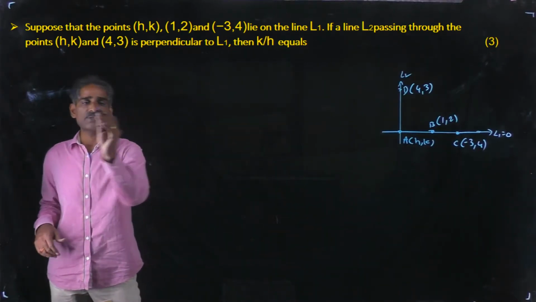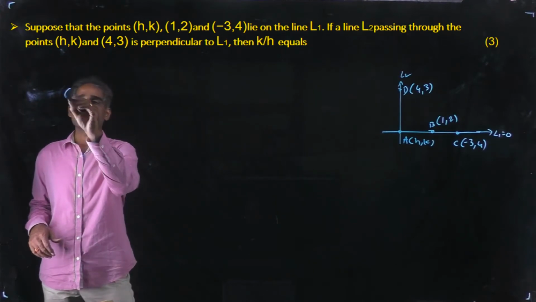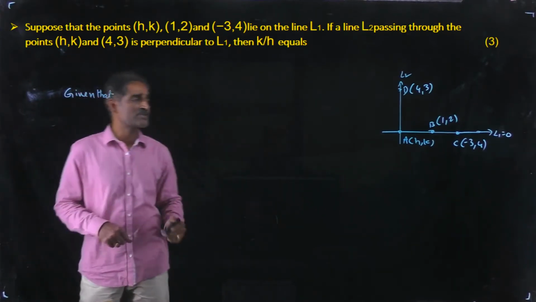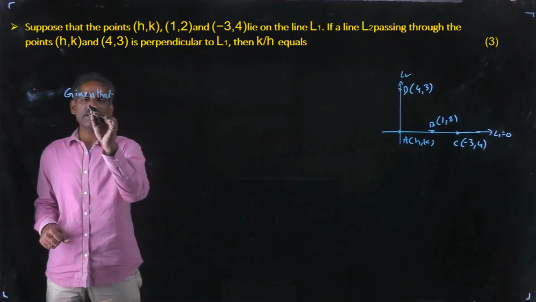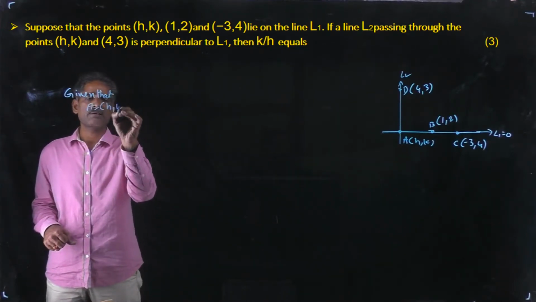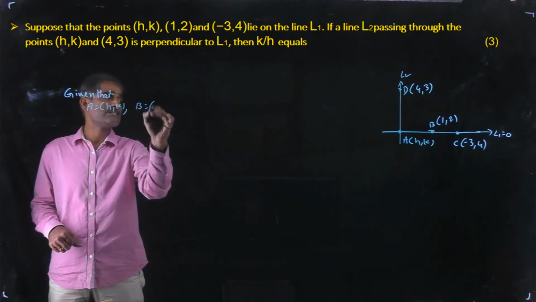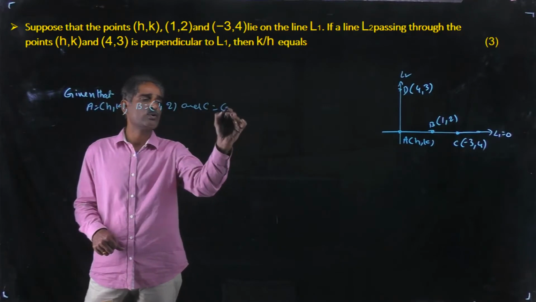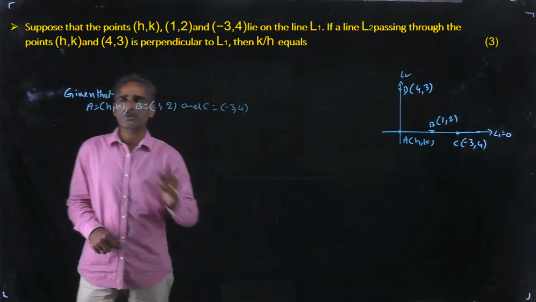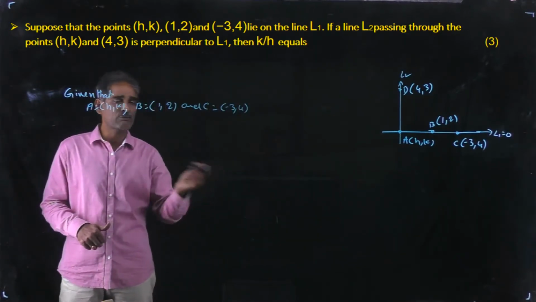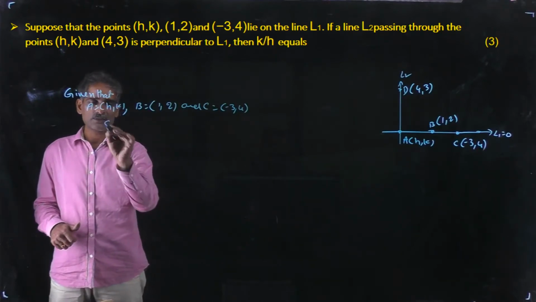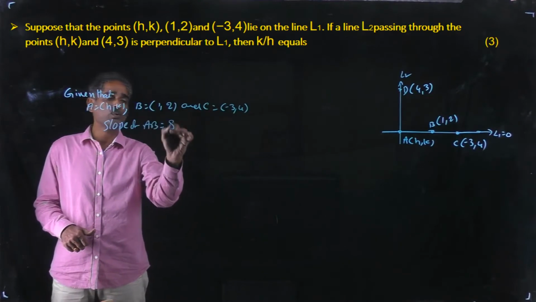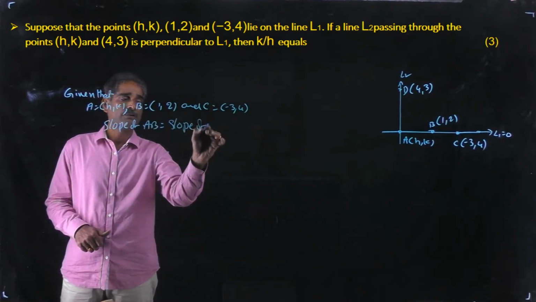Here the given points, let us give the names also. For the first point, A is equal to h comma k, B is equal to 1 comma 2 and C is equal to minus 3 comma 4. The points lie on L1 means these points are collinear. That means slope of AB is equal to slope of BC.